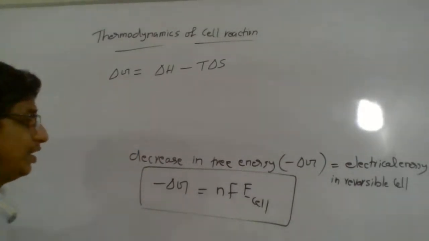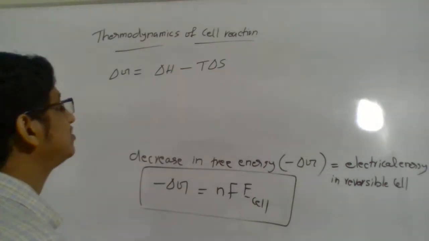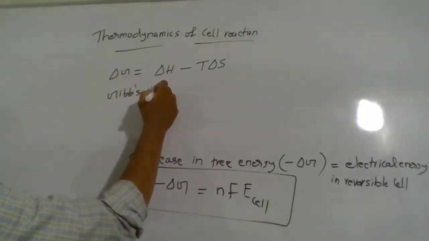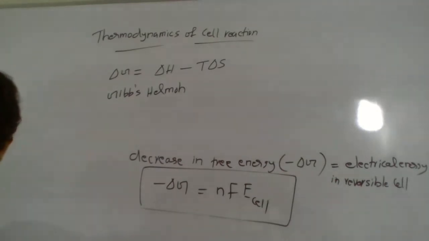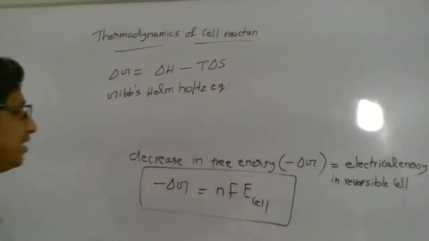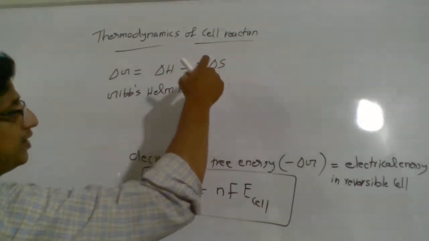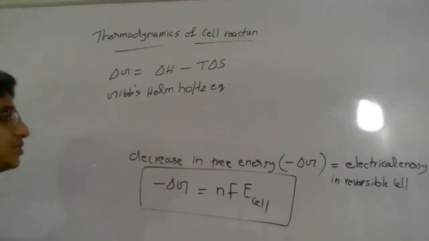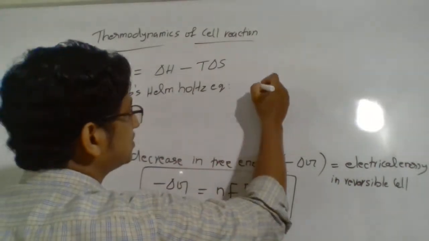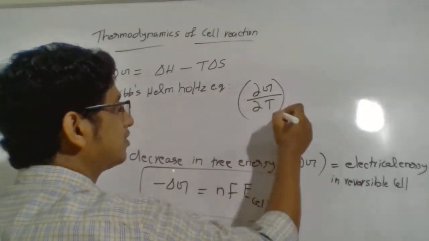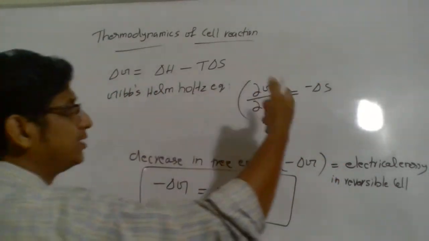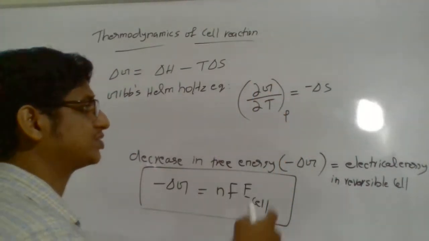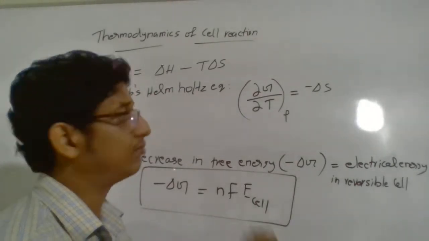Now let us apply the Gibbs-Helmholtz equation. In the Gibbs-Helmholtz equation, we are finding a relationship for delta S in terms of Gibbs free energy and temperature. We have an equation in thermodynamics: the partial derivative of G with respect to T at constant pressure is equal to minus delta S. This is something we derive in thermodynamics. So the change in Gibbs free energy with respect to temperature at constant pressure is equal to minus the change in entropy.